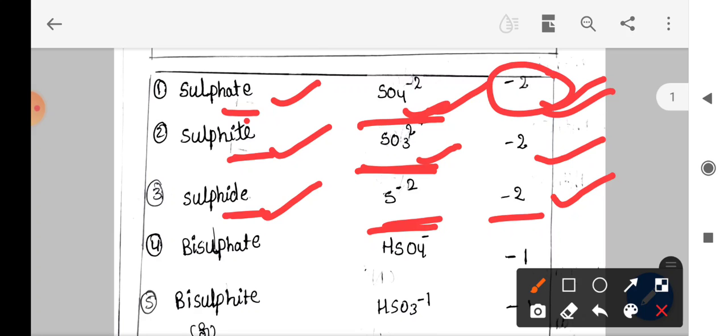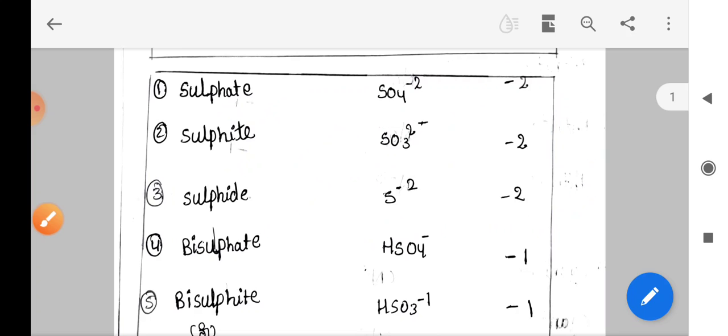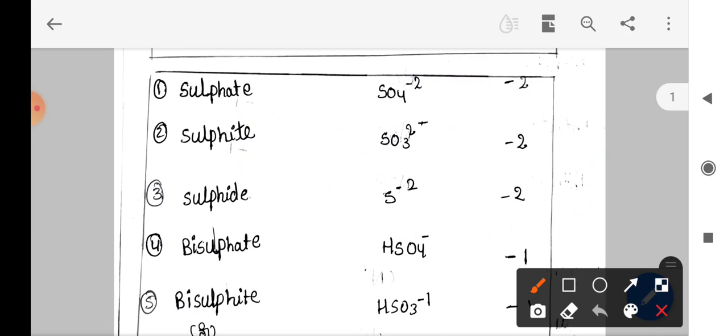Minus 2 means it is a bivalent ion. The formula of sulfate ion is SO4 2 minus, charge is -2. Sulfite ion formula is SO3 2 minus, charge is -2. Sulfide is S 2 minus.